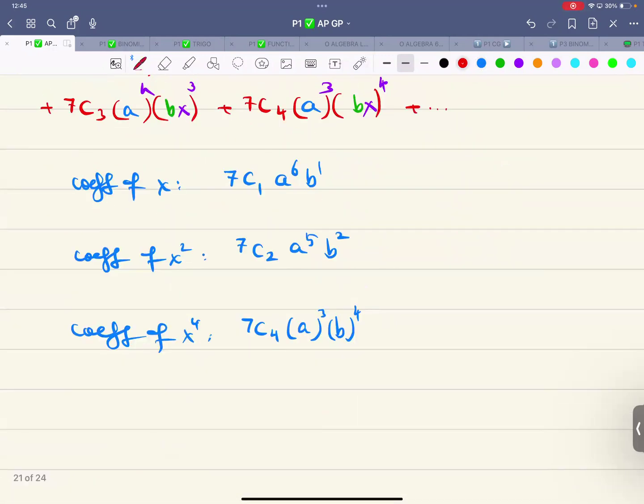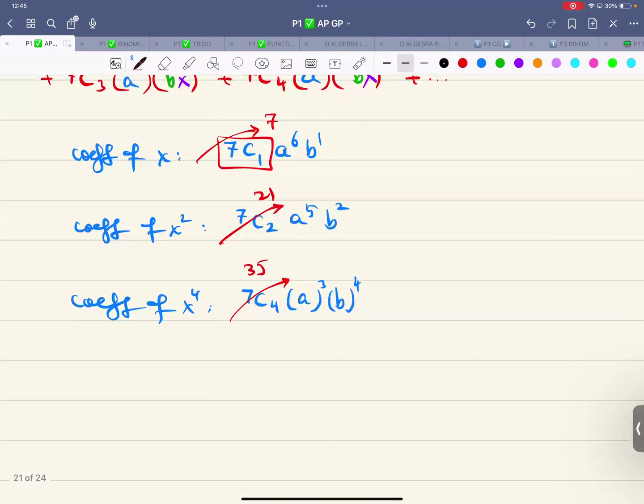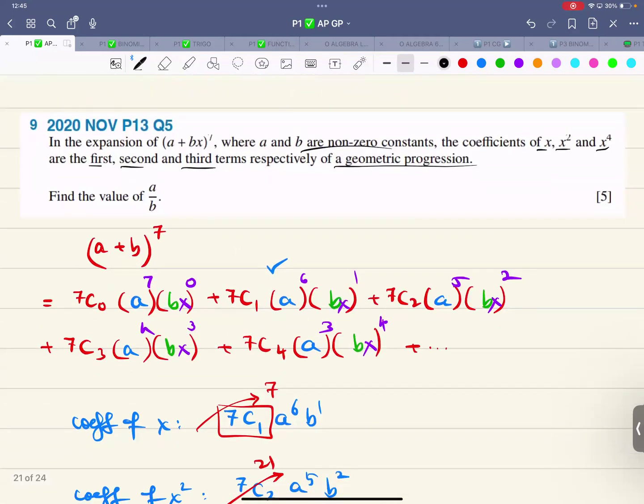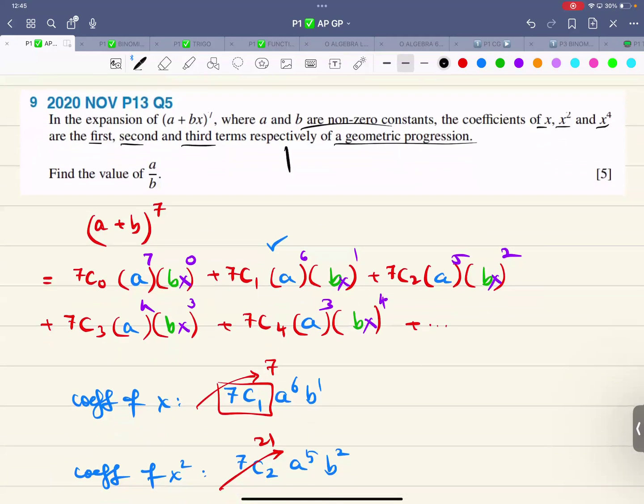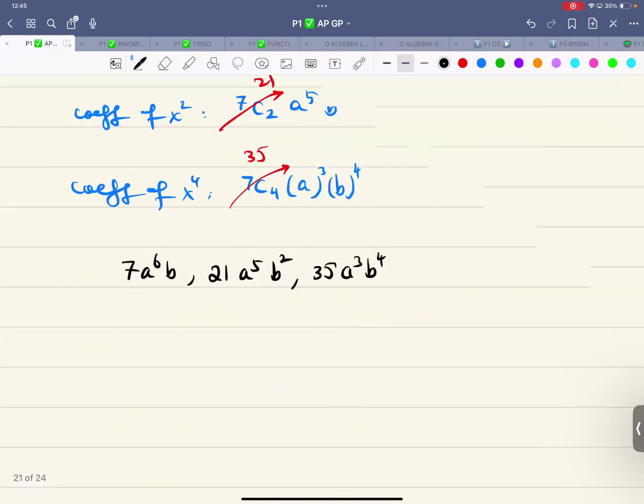So now, first of all, 7C1 is 7. That is obvious. 7C2 is what? 21. What is 7C4? 35. Okay. Now I need to write it again. So this is 7A6B. The other one is 21A5B squared. Then 35A cube B4. So these are the first three terms, respectively, of a geometric progression. Find the value of A over B.